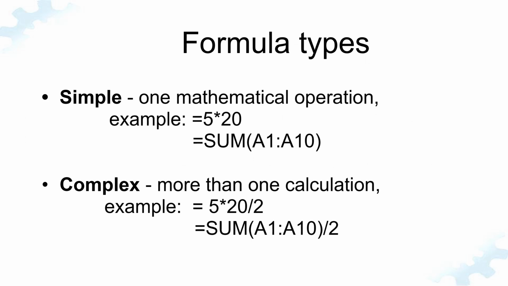Formulas that you create in your Excel spreadsheets can be simple or complex. Simple Excel formulas perform just one mathematical operation. For example, equals 5 times 20, or equals sum range A1 through A10. While complex, which is advanced Excel formulas, include more than one calculation. For example, equals 5 times 20 divided by 2, or equals sum range A1 through A10 divided by 2.